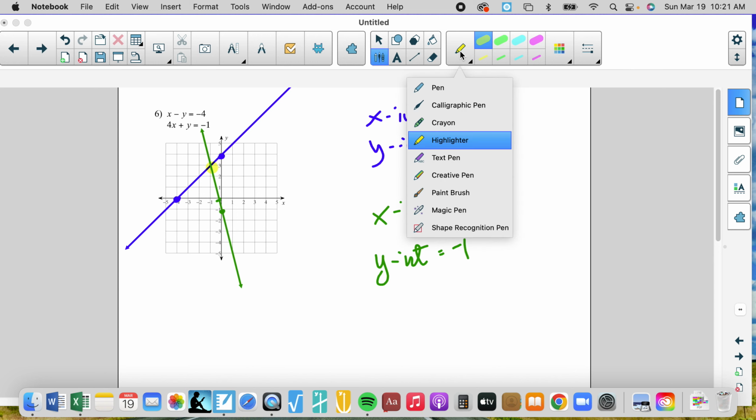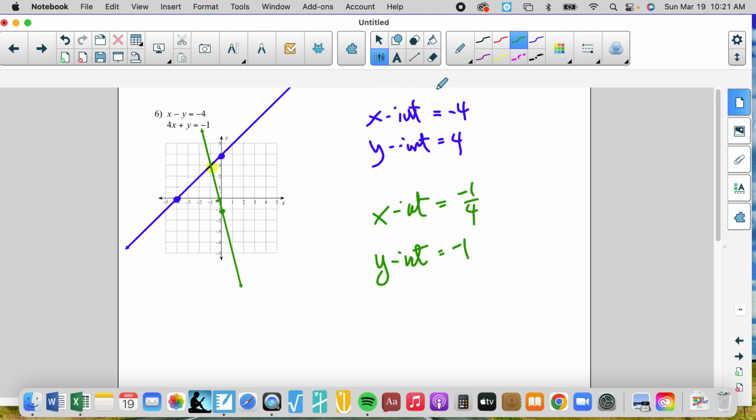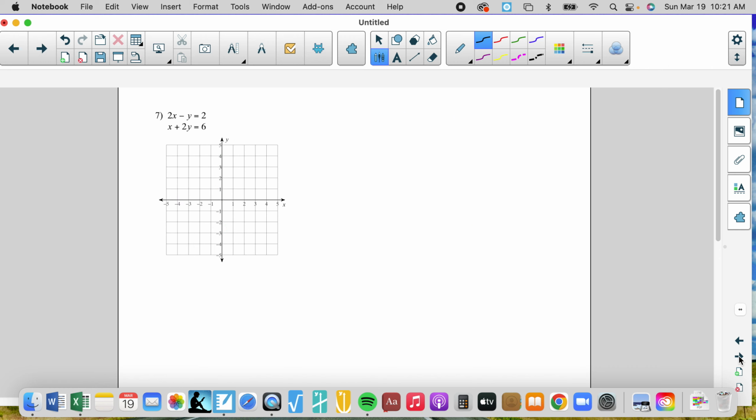Best thing to always do is test it. I think that my solution is going to be (negative 1, 3). So plug it in. Negative 1 minus 3 equals negative 4. 4 times negative 1 is negative 4, plus 3. Negative 4 plus 3 is negative 1, and it works. Always good to make mistakes because you learn and you see where people tend to make their mistakes, even the teacher.